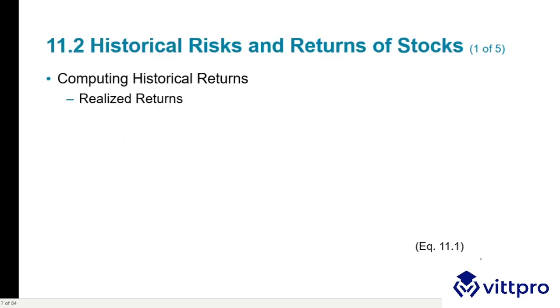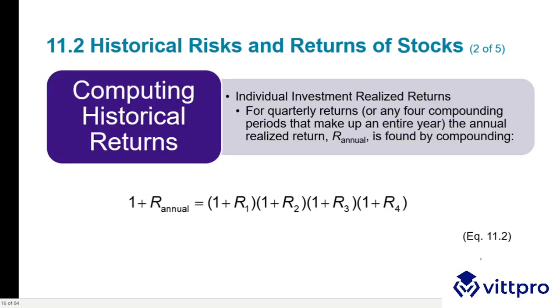Now there are historical risk and returns of the stock. So this is the way of calculating the historical returns, or you can say annualized returns, right? If you are getting a return in 1 quarter, 2 quarter, 3 quarter, 4 quarter, and you want to calculate the annualized return over a period of time, let's say you have growth rates in 1 year, 2 year, 3 year, 4 year, then you can use the formula of R annual by combining all the returns together, this formula.